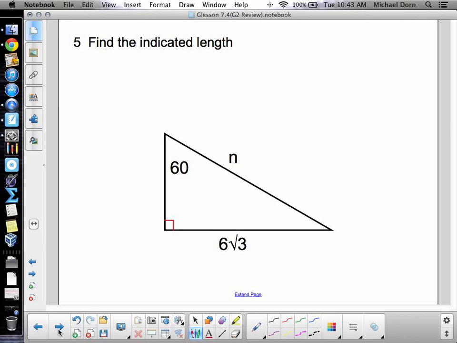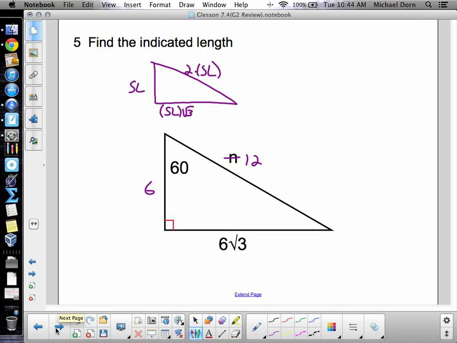Other thing that's to be on there is the 30, 60, 90 triangle. And again, not too tough. 30, 60, 90 pattern is short leg, short leg times the square root of 3, and 2 times the short leg. This side is 6 root 3, that is the short leg times the square root of 3, so the short leg has to be 6, and the hypotenuse has to be 12.